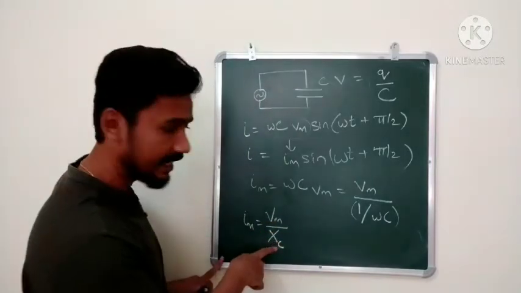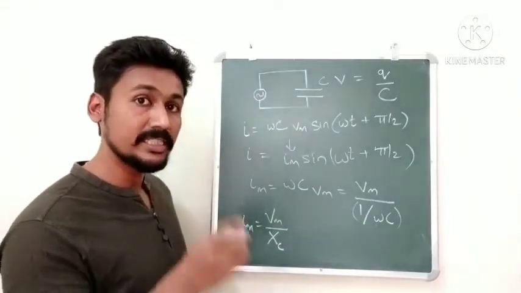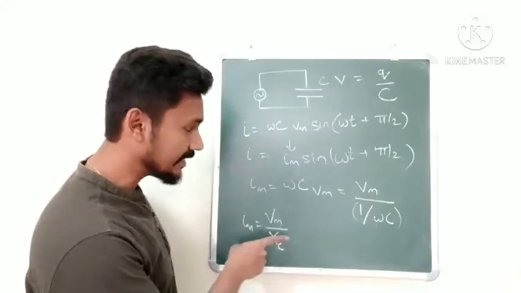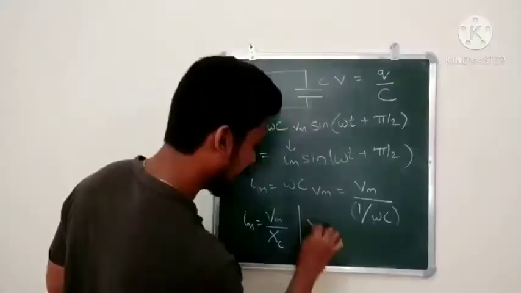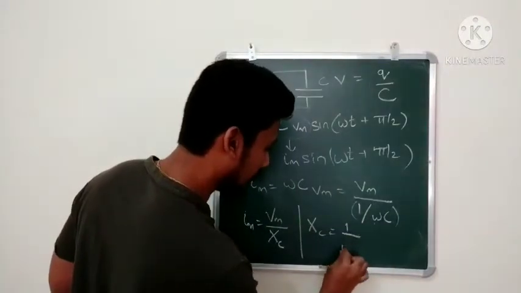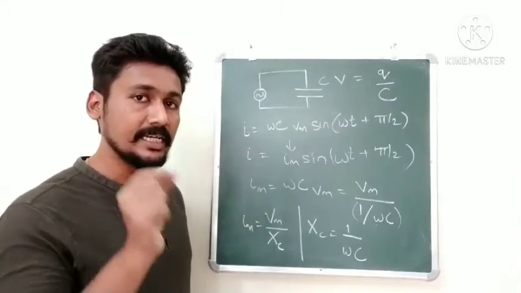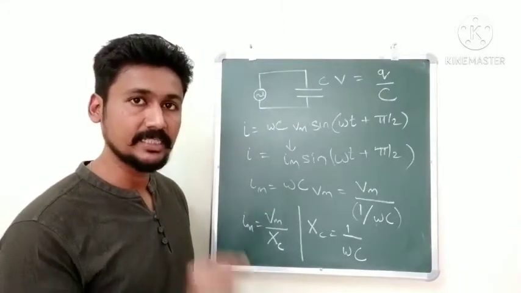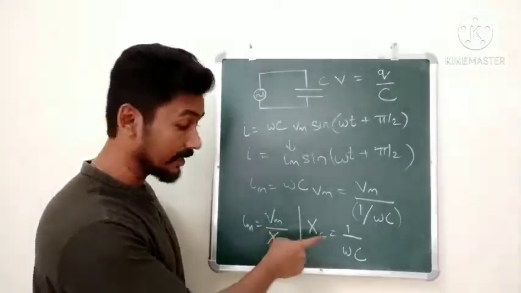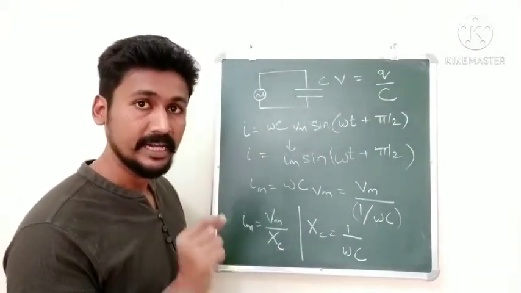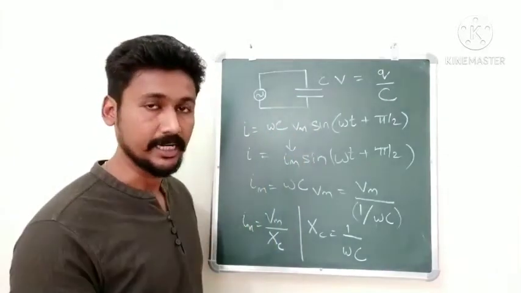What is Xc? Xc is 1 upon omega C. This is similar to XL, that was inductive reactance. This is Xc, that is capacitive reactance. And what you are noticing, Xc is 1 upon omega C. Once again, capacitive reactance is similar to resistance. It has the same unit, that is ohm. Okay, SI unit of capacitive reactance is ohm. It does the same work as that of resistance in a capacitive circuit.